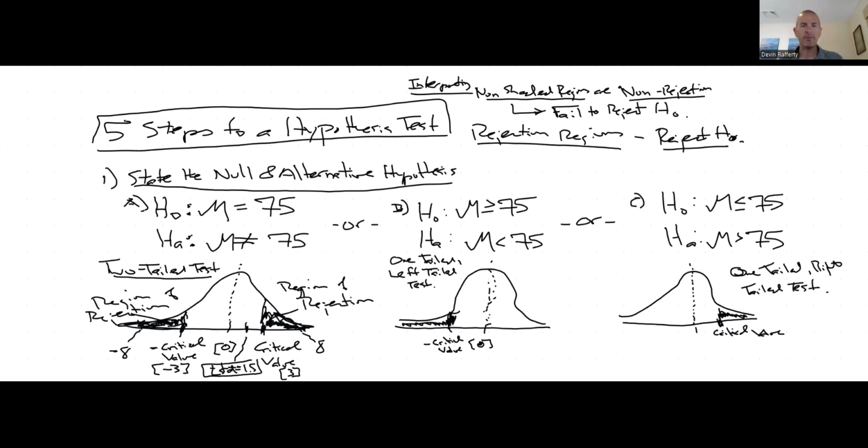When you do that, we can then make three cases. We could do equal to, not equal to; greater than or equal to, less than; or less than or equal to, greater than. Those are the three combinations that exist. The three cases that exist with all hypothesis testing. That's it.